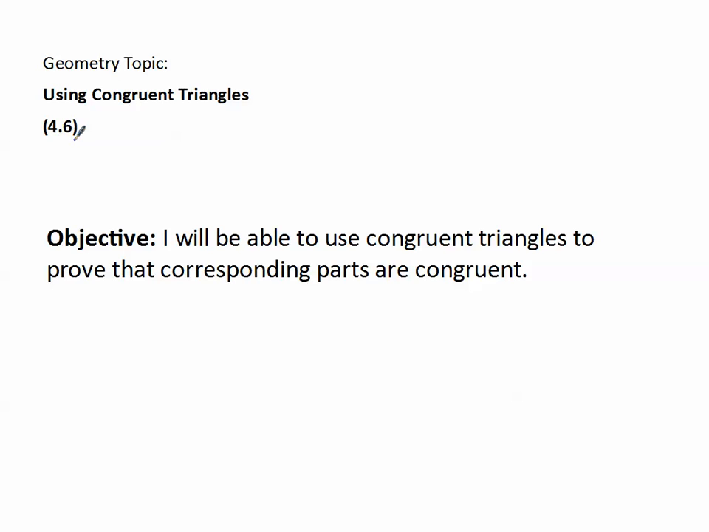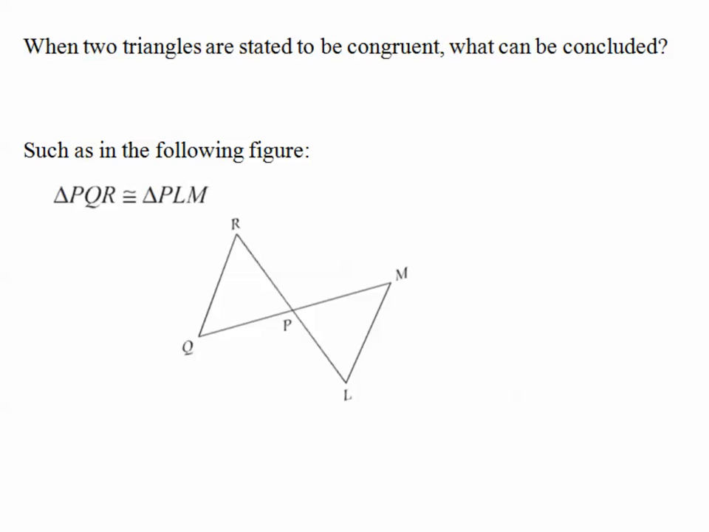In 4.6, our goal is to be able to use congruent triangles to prove that corresponding parts are congruent. Remember, in the past, we've been proving triangles are congruent. Now, we're going to use that. Let's think back. When triangles are stated to be congruent, what can be concluded?